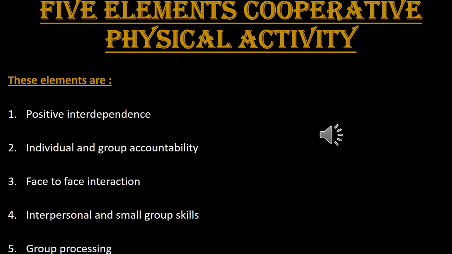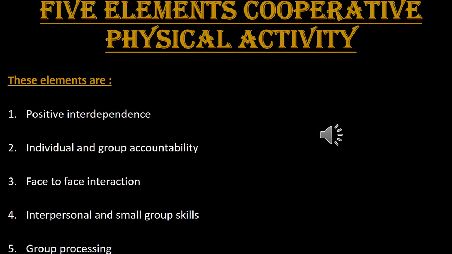Secondly, is individual and group accountability. That is, you are accountable for your actions. You are accountable for whatever you do, for your part that you play in the group activity. You are responsible for your actions.